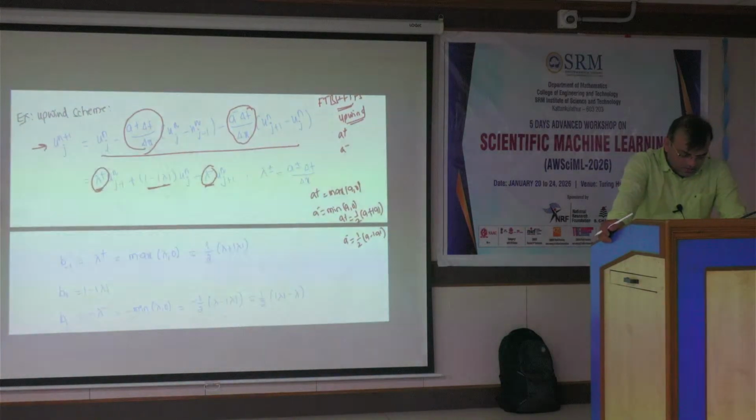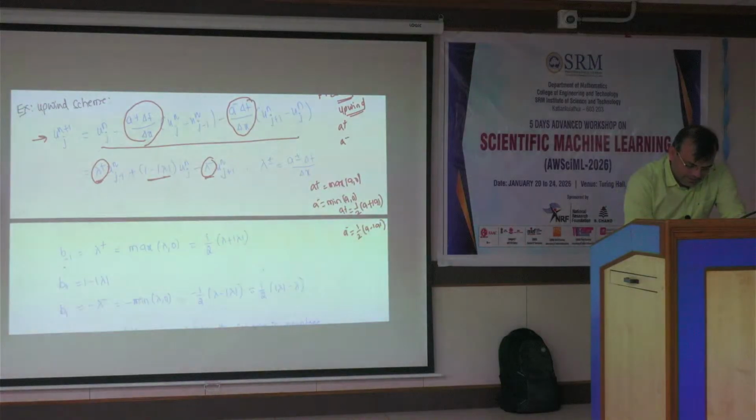Then the first coefficient: this is the b minus 1 coefficient, multiplying u_(j-1)^n; this is b0 multiplying u_j^n; and this is b1 multiplying u_(j+1)^n.